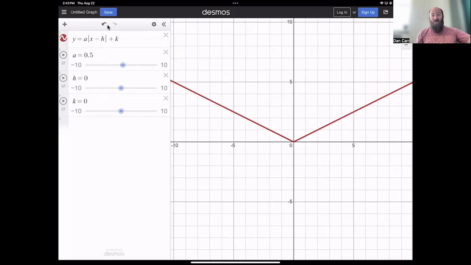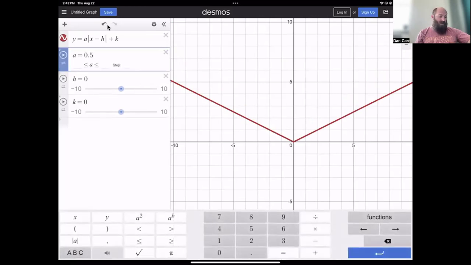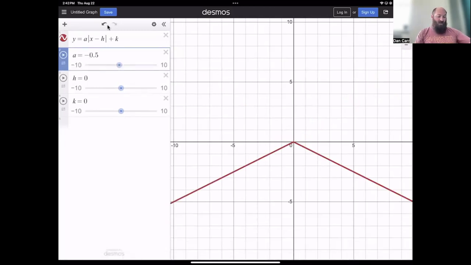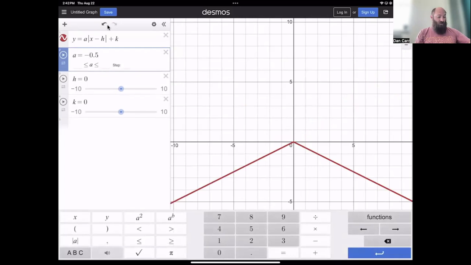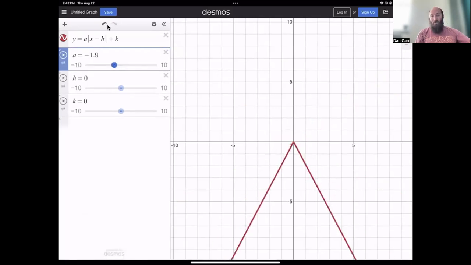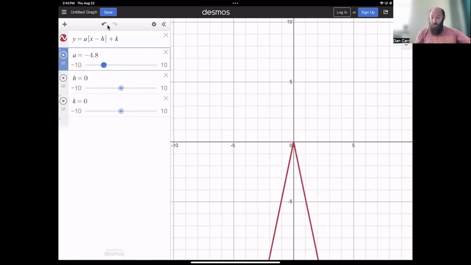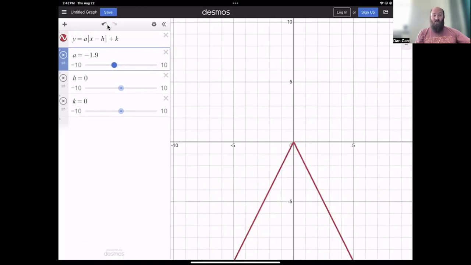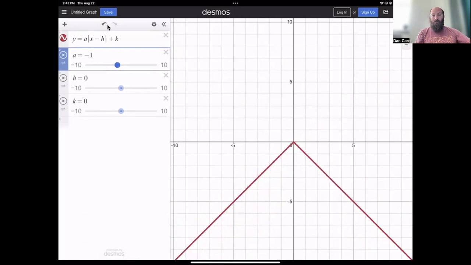And the big one is, let's see what happens when we make it a negative. We reflect it. So it doesn't matter which way it is. If it's negative, it can do a stretch with a reflection, it can do a compression with a reflection, or it can just do a reflection if A is a negative 1.